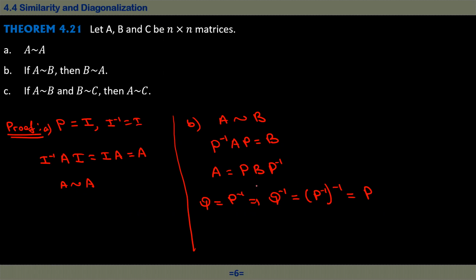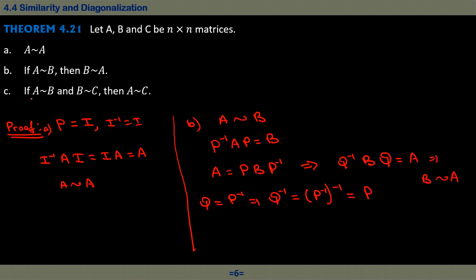Now from here, what do we have? Here we will have P as Q inverse, and here we have matrix B, and P inverse is just Q, that's equal to A, which shows that matrix B is similar to matrix A. So if A is similar to B, then B is also similar to A.